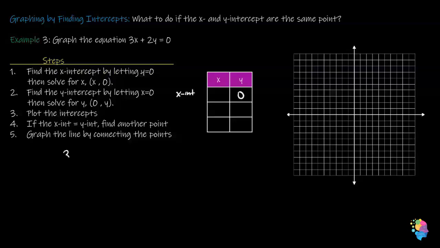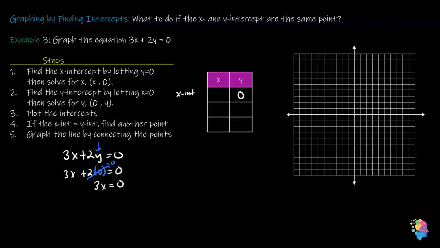I bring out my equation, 3x plus 2y is equal to 0. And I'm going to replace this y with a 0. Bring down the rest. I have 3x plus 2 times 0 equal to 0. Well, 2 times 0 will be 0, leaving you only with 3x is equal to 0.